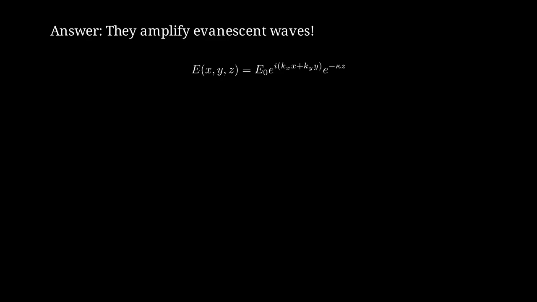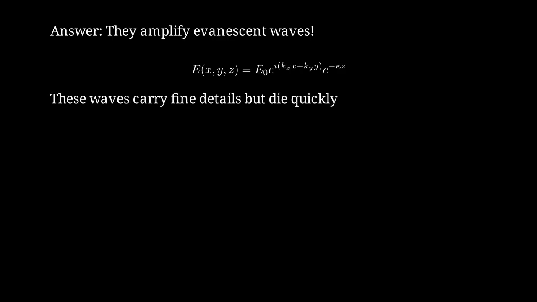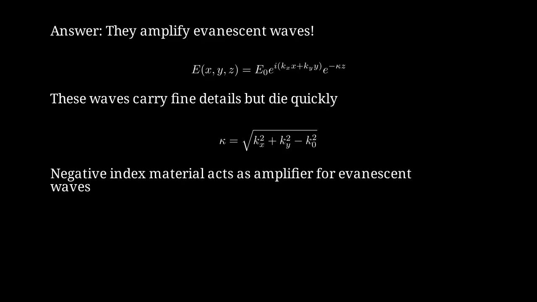Evanescent waves have imaginary wave vector component kappa, so they decay exponentially with distance z. These evanescent waves carry the fine structural details, but normally die away within a fraction of a wavelength. For transverse components exceeding K0, kappa becomes real and the wave decays exponentially. Inside the negative index slab, these evanescent waves actually grow instead of decay, recovering the lost information.